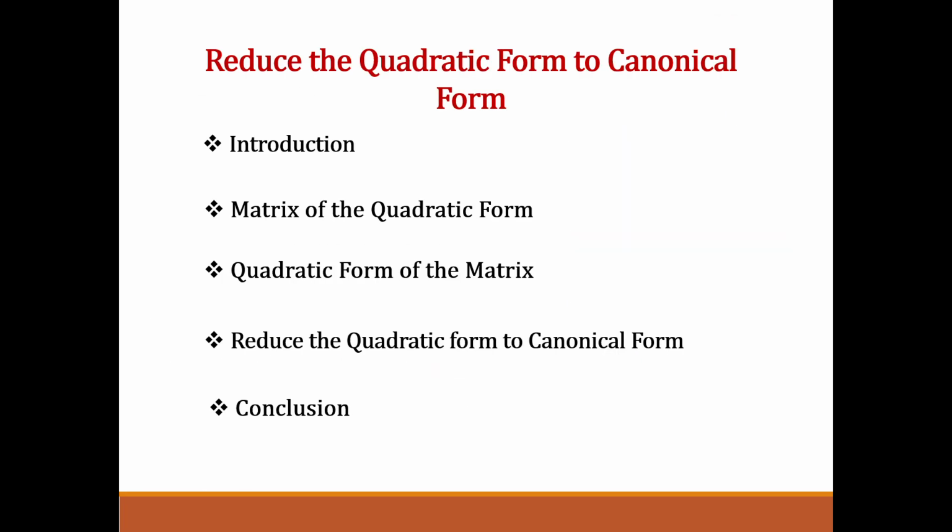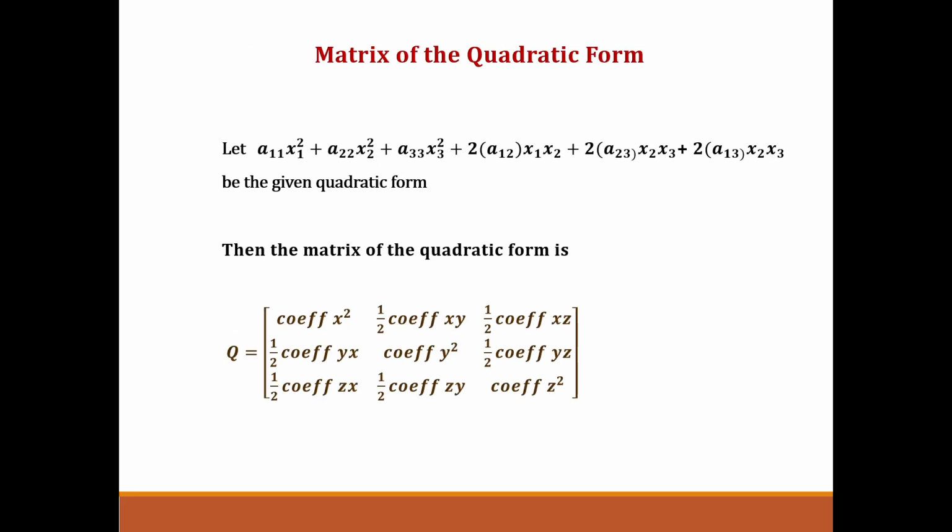Now I am going to give some ideas on how to reduce the quadratic form to canonical form. In this section, we are going to discuss the introduction, the matrix of the quadratic form, the quadratic form of the matrix, reducing the quadratic form to canonical form, and the conclusion. First one is the matrix of the quadratic form.